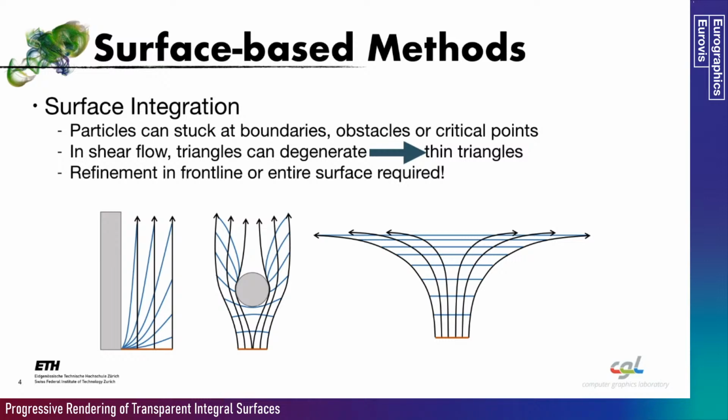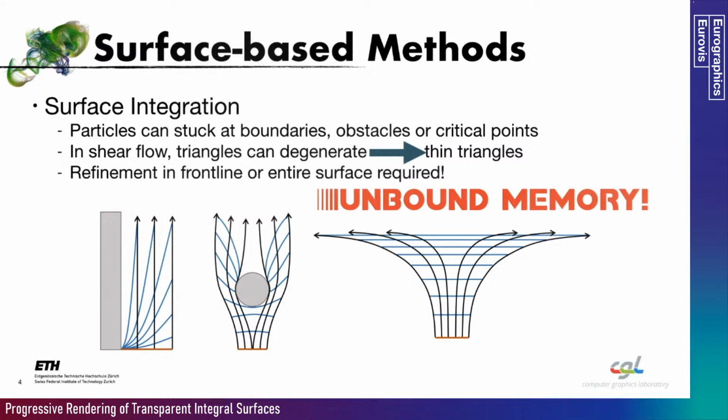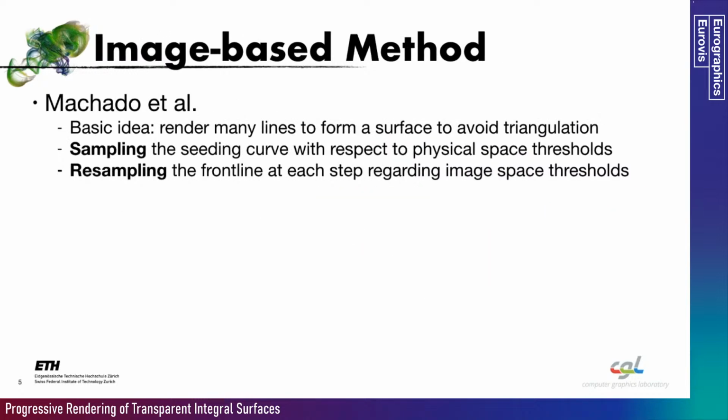Further, if the surface passes through a shear flow, the triangles degenerate. Much research has been done to handle these cases. However, they all need to refine either front lines or the entire surfaces, which requires heuristics in situations when the refinement becomes unbound. Mahado proposed an image space stream surface rendering method that progressively renders many streamlines into the back buffer. Their basic idea is to render many lines to form a surface to avoid triangulation.